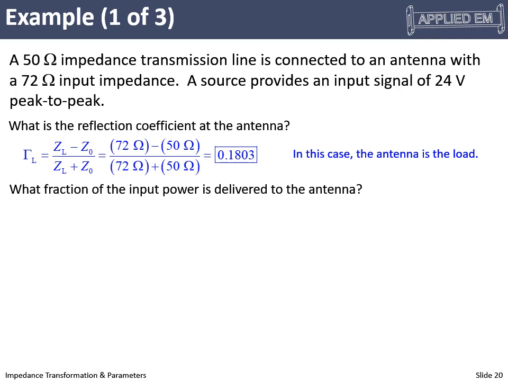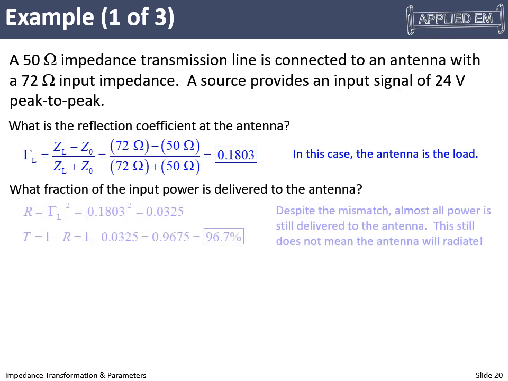Now we could ask the question, what fraction of the input power is delivered to the antenna? We know now that some of that power will get reflected. How much is actually making it to the antenna? One thing we can do is calculate the fraction of power reflected. That's the magnitude of the reflection coefficient squared. And if we work that, it's 0.03.